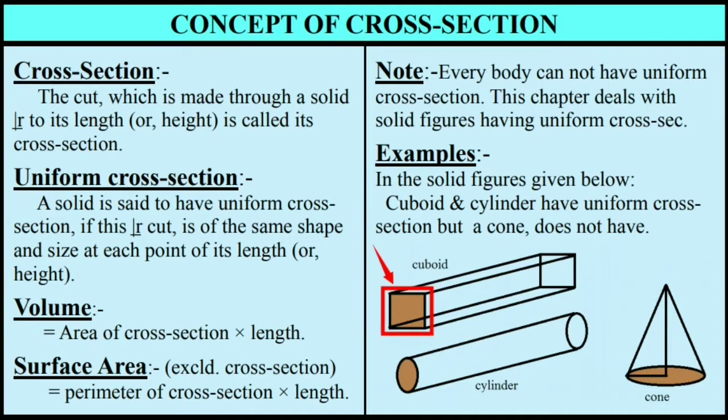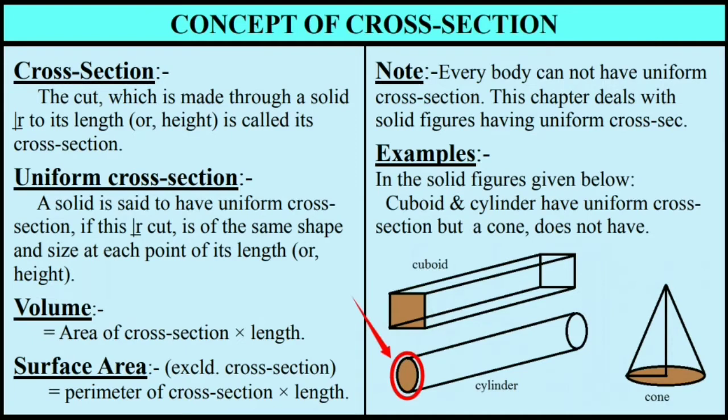I take an example of a cuboid. You'll find that a shaded square area of this cuboid, which is shown here using a red boundary line, is the cross section of the cuboid. Parallel to this cross section, if you make many slices, then we observe that the new cross section obtained is again of the same size and same shape as the first cross section. Hence, a cuboid has uniform cross section.